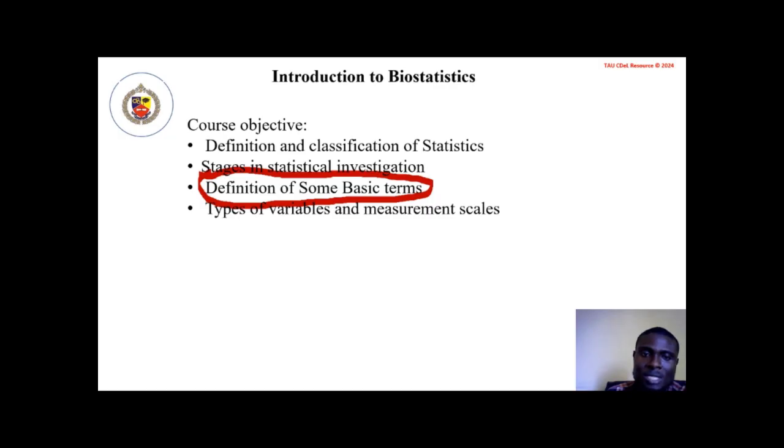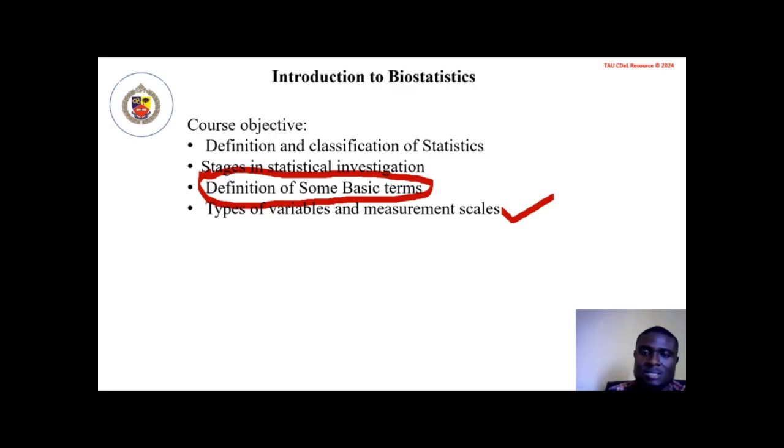Afterwards, we'll be looking at the types of variables and measurement scale. This is another important aspect of the introductory part of this course.